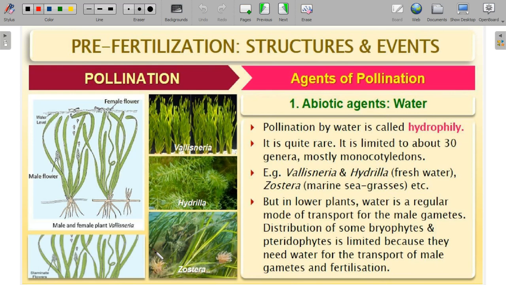They can live on land, sir, but they require water for transfer of gametes. Yes. If you look at Thallophyta, they require water. Bryophyta, amphibians, they live on land but require water for the transfer of gametes. Therefore, the distribution of some bryophytes, even some pteridophytes, is limited because they need water for the transport of male gametes to aid in fertilization.